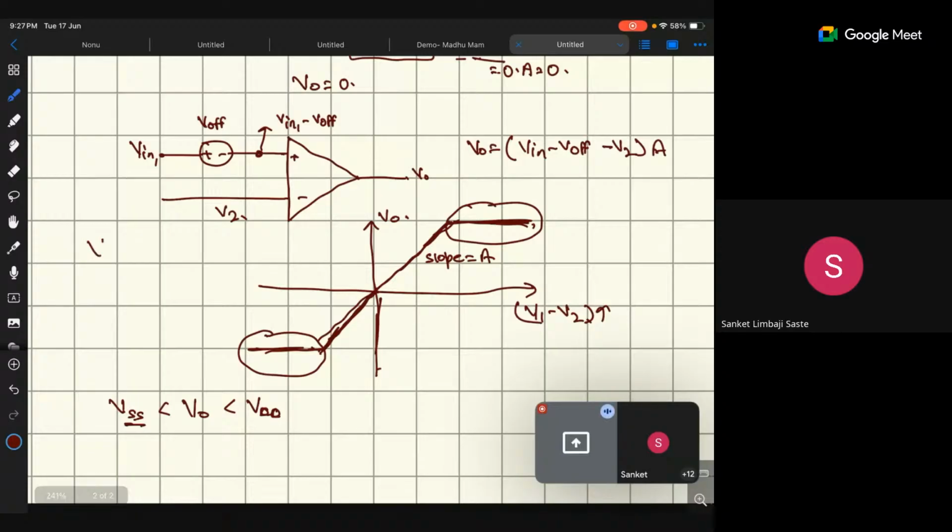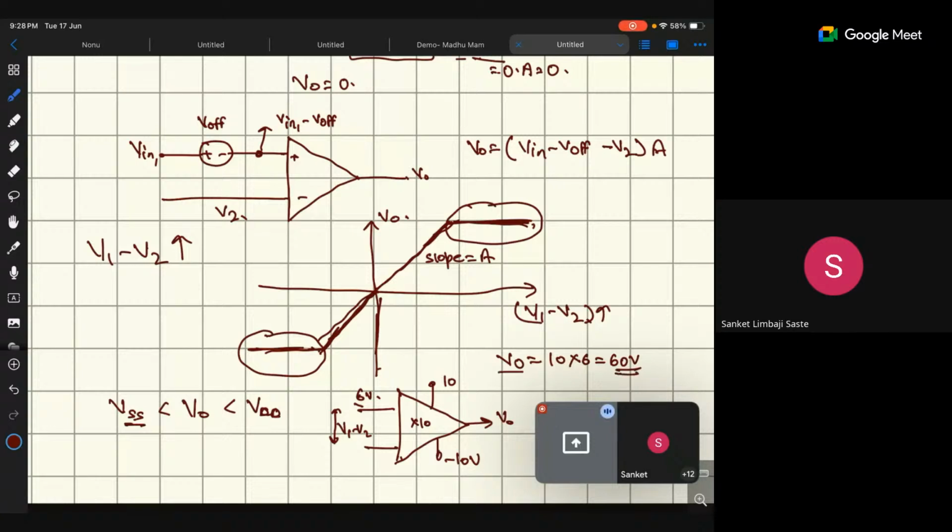So if I increase my V1 minus V2, for example, I apply VCC of 10 volt and minus 10 volt, and V1 minus V2 is 6 volt, and the amplifier gain is 10. So what is the output? 60 volt? Not 60 volt, it is saturated. If I calculate with the formula, V naught is nothing but 10 times 6, that is 60 volt.